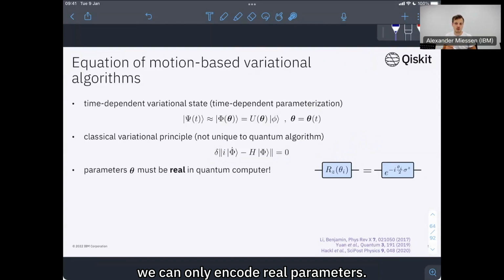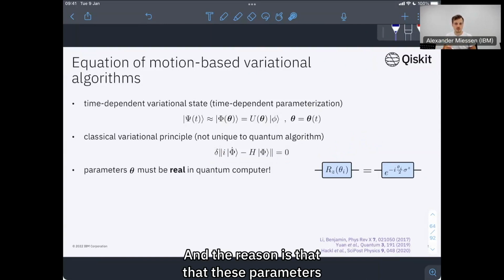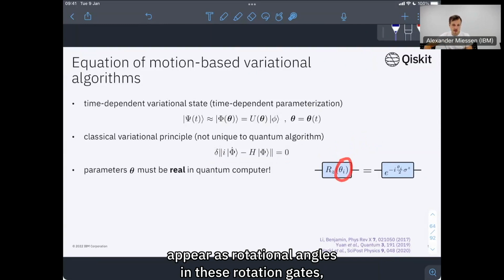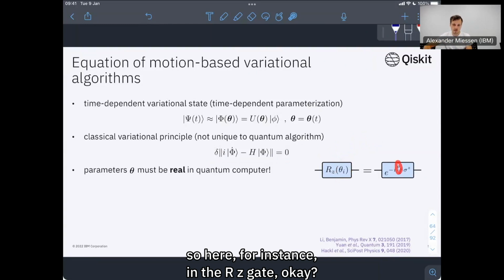The difference to classical algorithms, where this has been used for a long time, is that in quantum computers, we can only encode real parameters. And the reason is that these parameters appear as rotational angles in these rotation gates. So here, for instance, in the RZ gate, okay?